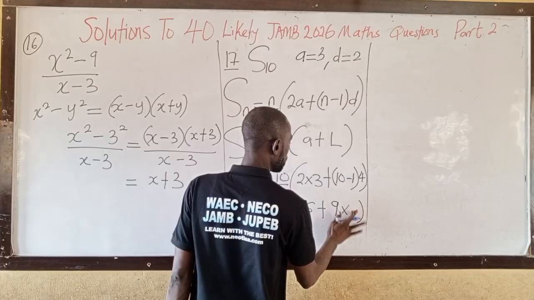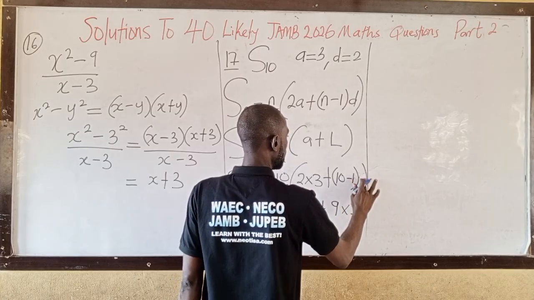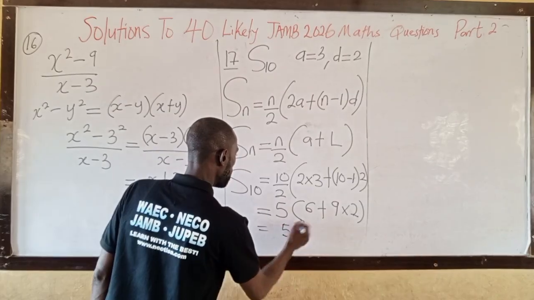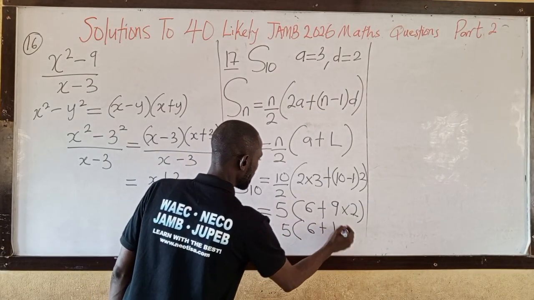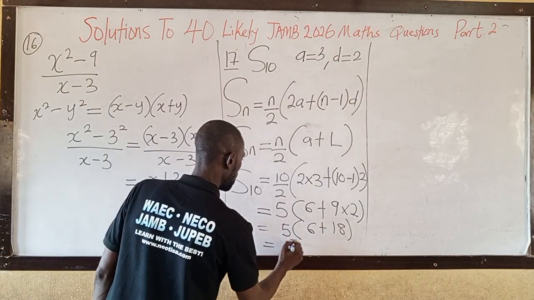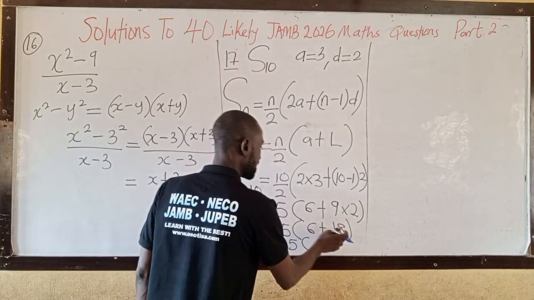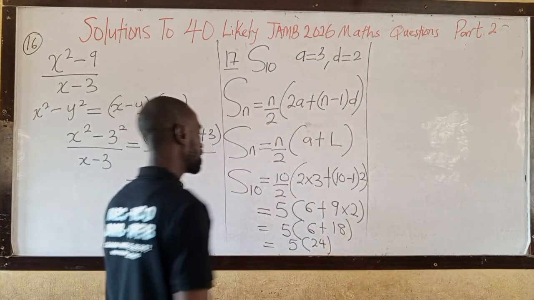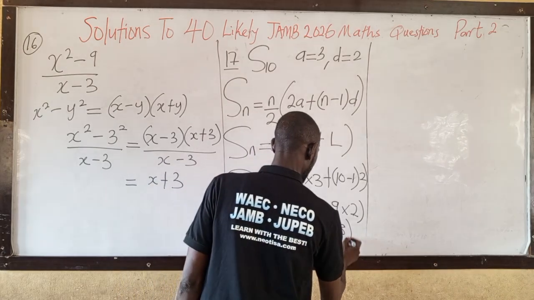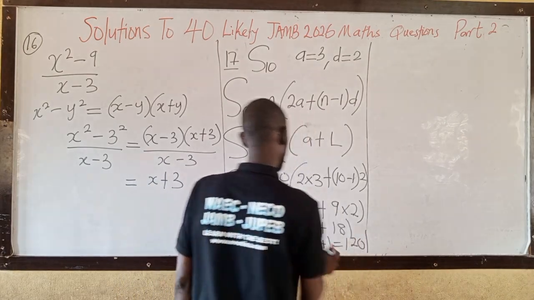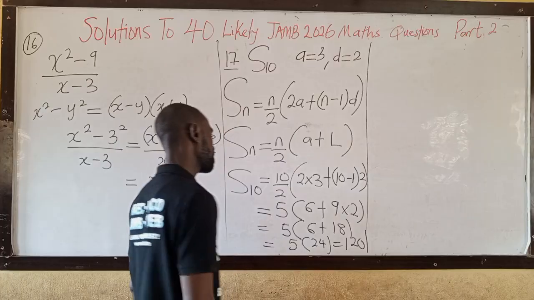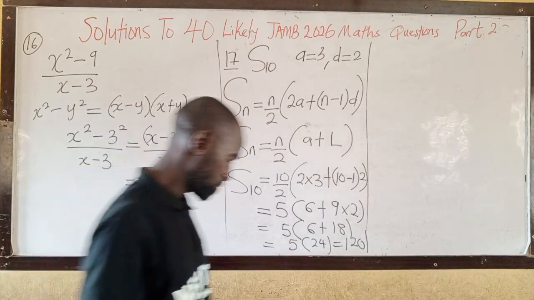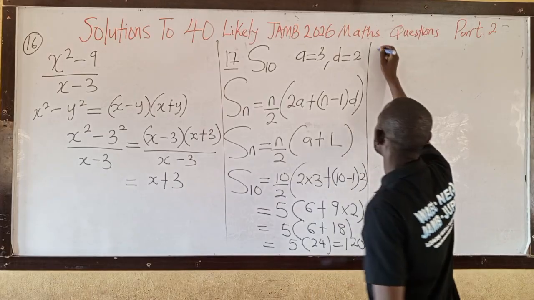So we change this, and we change this. So we are having 5 open bracket 6 plus 18. 6 plus 18 is 24. 24 times 5 will give us 120. So we have 120. Option D. Let's go to question number 18.